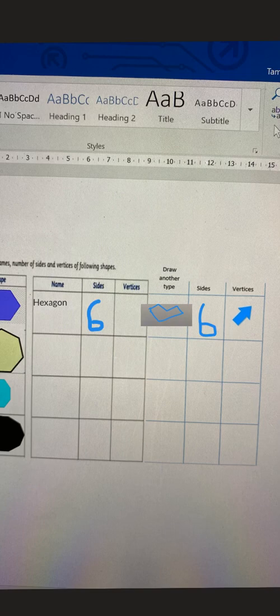So again, remember, you're looking to see if the shape is drawn differently, but it's still that shape, whether it has the same number of sides and the same number of vertices.